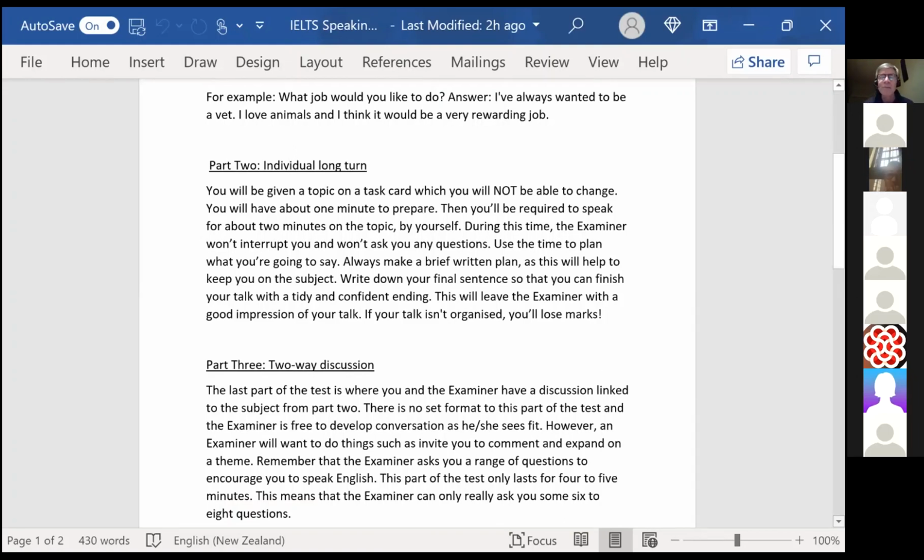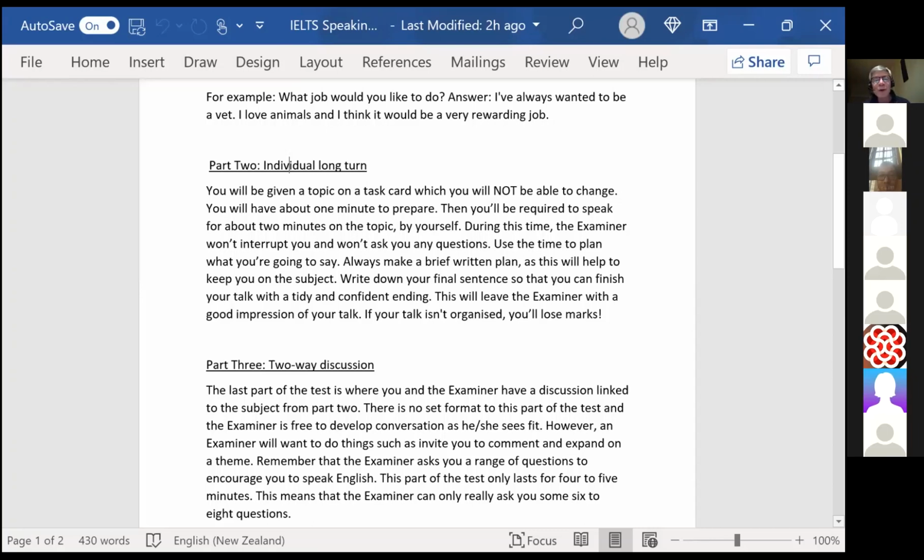So a lot of people find talking for 2 minutes when no one's asking them questions quite difficult, to give a proper explanation or description of something for 2 minutes. So you have to use the minute that you've been given to make a brief plan, just to write notes that you can look at and refer to when you're talking during your 2 minutes.